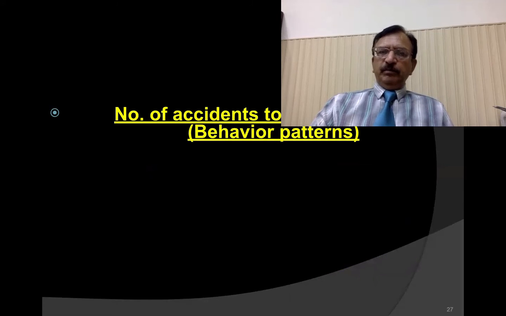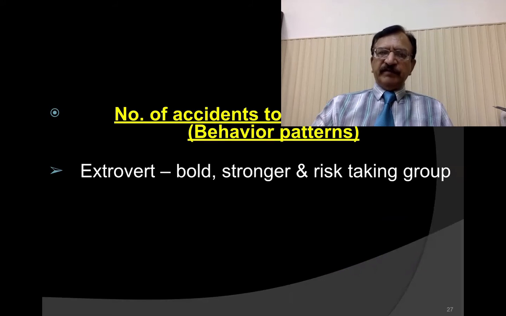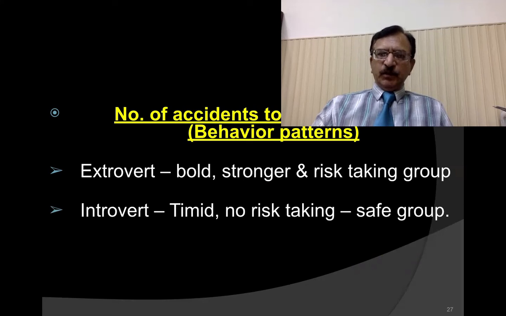Then the behavioral effect within the driver. For example, the person having the extrovert or bold, stronger risk-taking behavior can be responsible for accidents, whereas the introvert, timid, and no risk-taking are the safe group.